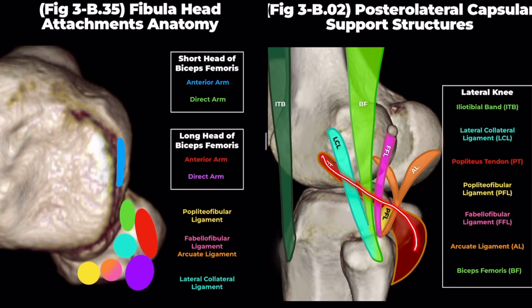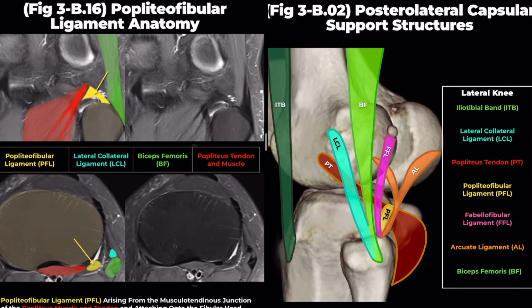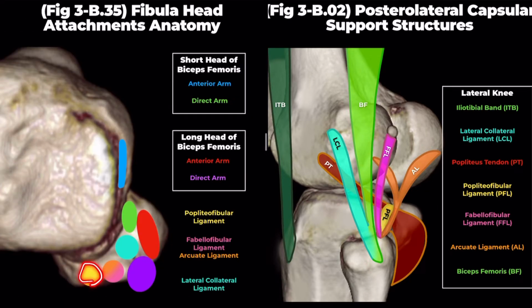The popliteus musculotendinous complex consists of the popliteus tendon, popliteus muscle, and popliteofibular ligament. The popliteus tendon attaches to the popliteus fossa of the lateral femoral condyle, anterior and distal to the femoral origin of the LCL. The popliteofibular ligament extends from the popliteus tendon near the myotendinous junction to the posteromedial aspect of the fibular styloid process, posteromedial to the biceps insertion.